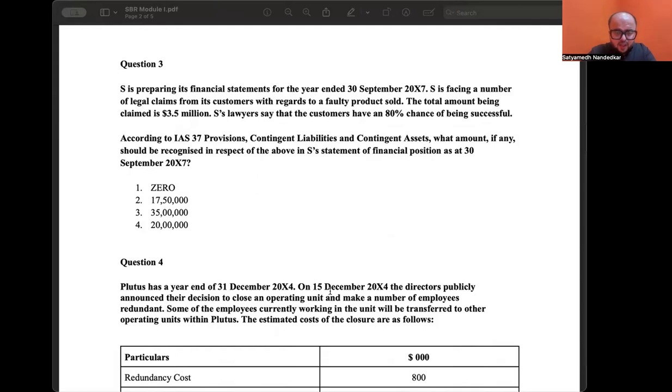Now, first of all, it is crystal clear that the lawyers are saying that the customers have an 80% chance of being successful. If the customers are successful, you have to pay them. That means the probability of you, S Limited, having to pay is 80%, which is more than 50%. So it is probable that there will be an outflow of economic benefits. So what is the amount of provision you will create? You will create a provision for the entire 3.5 million. Your answer again is option 3.